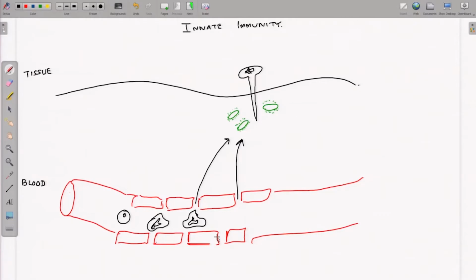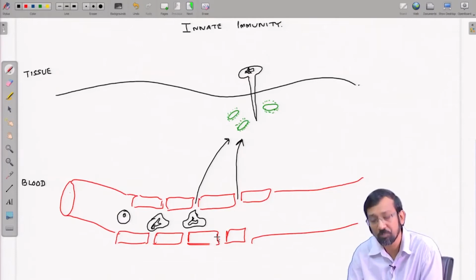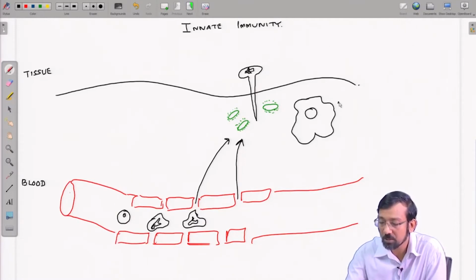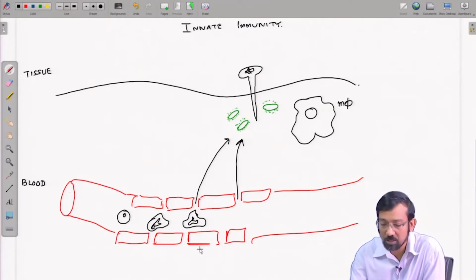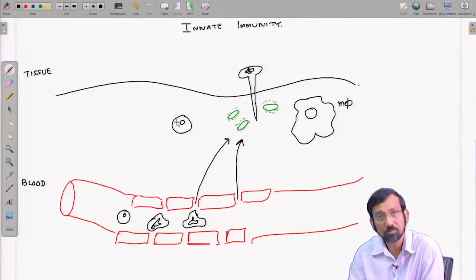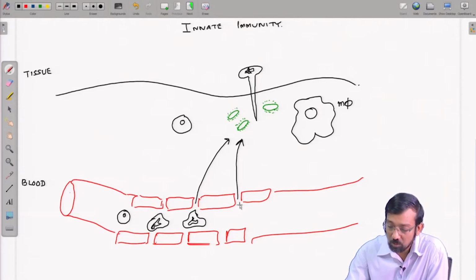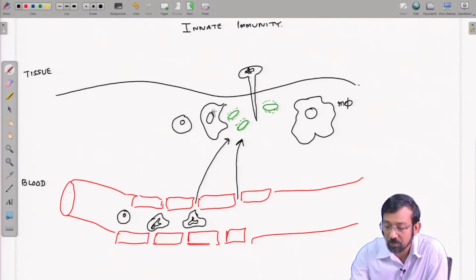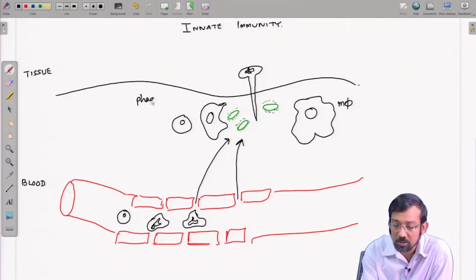How will they migrate? There is a specific mechanism by which these cells start to migrate to the site of action. And then you have tissue macrophages and tissue mast cells, which are already present there. Now the cells which migrate there will try to engulf the pathogen by a process called phagocytosis.